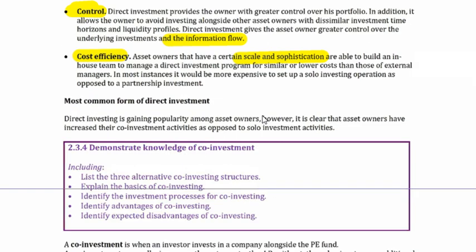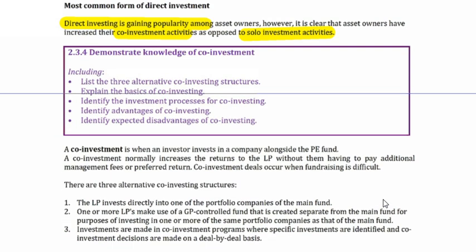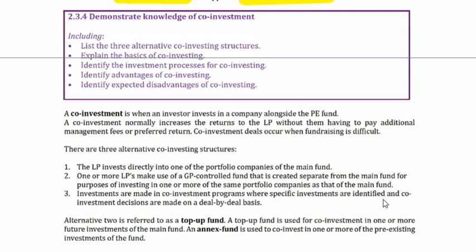The most common form of direct investing is gaining popularity. However, it must be kept in mind that asset owners have increased their co-investment activities as opposed to solo. So co-investment seems to be a little bit more common than solo investment, in that you co-invest and you bear the risk together with others as well. Having said that, let's have a quick look at co-investment.